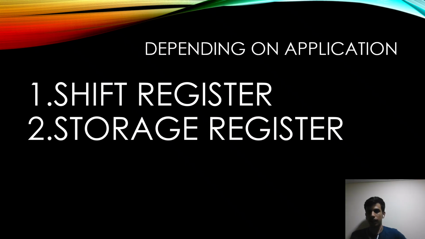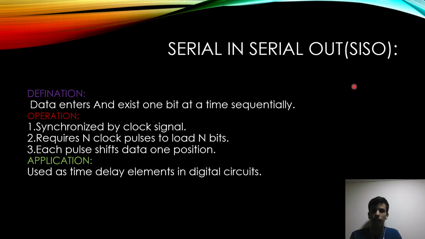Depending upon application, these are classified into two types: one is the shift register, another is the storage register. The shift register takes three types: SISO, SIPO and PISO, and the remaining one, PIPO, is the storage register. We will see that one by one clearly.